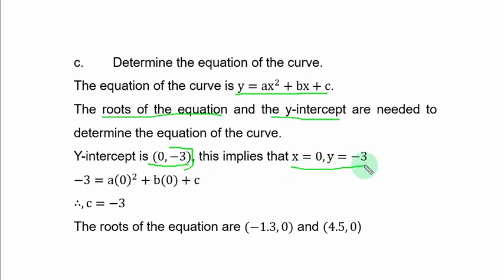If you insert the 2 points into the equation, you have it in this form. These 2 terms become 0, so you have C equal to minus 3. The roots of the equation are minus 1.3 and 0, and 4.5 and 0. We also use these points separately to get A and B because we know C already.